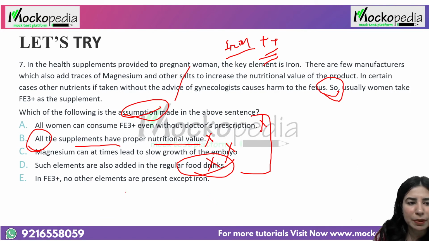In Fe3 plus no other elements are present, so then it is safe, right? So women are taking Fe3 plus because iron is there, which is needed, and we don't need other traces as they might harm the fetus. So women are taking it, they must be ensuring that there is no other element, right? So we will pick E as the final answer for this question.